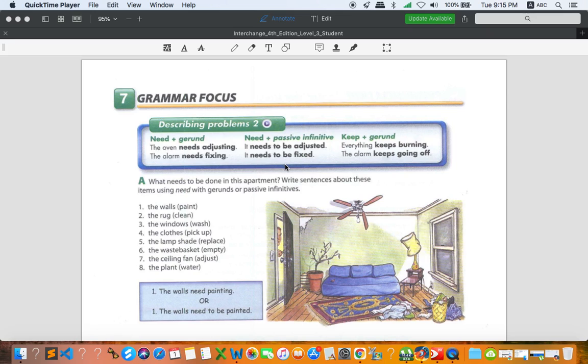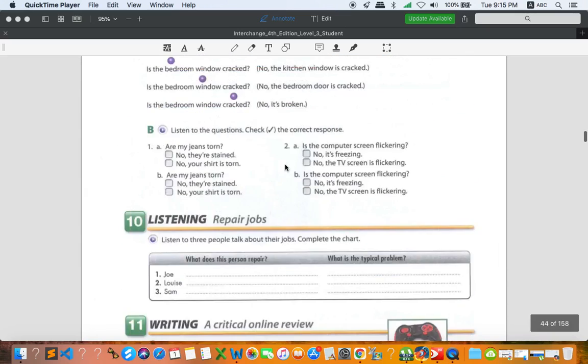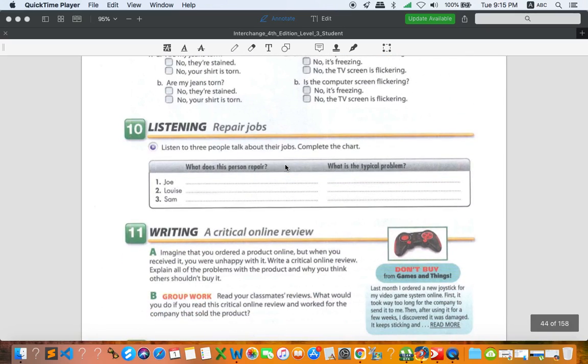Okay, so let's go to the next activity. Number 10 is about listening: Repair jobs. You can refer to the listening track that I attached, and then find out the answers to these two questions. You have to listen to three people, Joe, Louise, and Sam, and try to answer two questions. What does each person repair? What is the typical, or common, or normal problem?